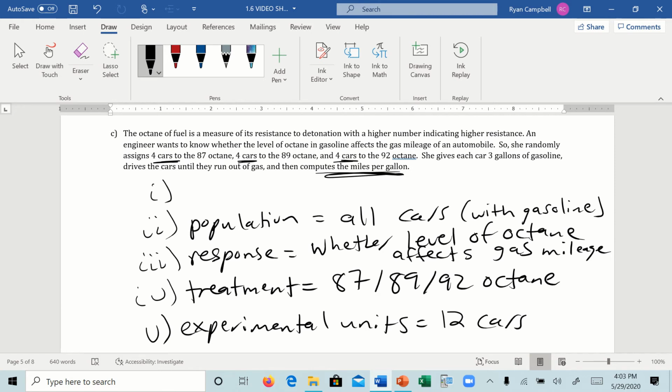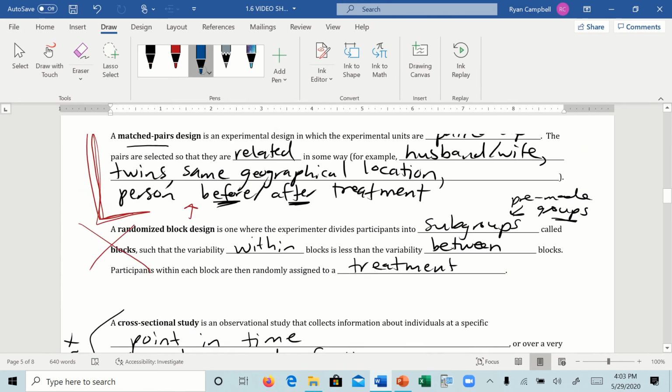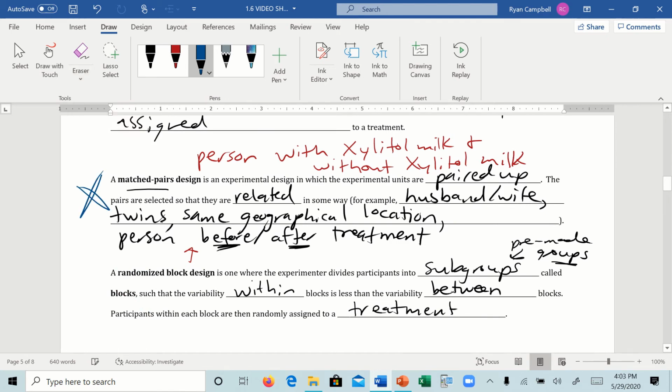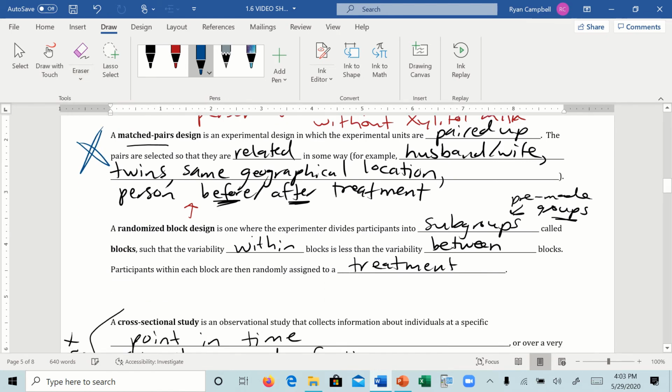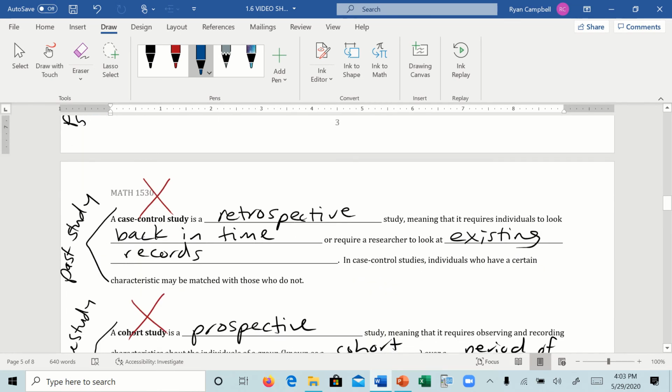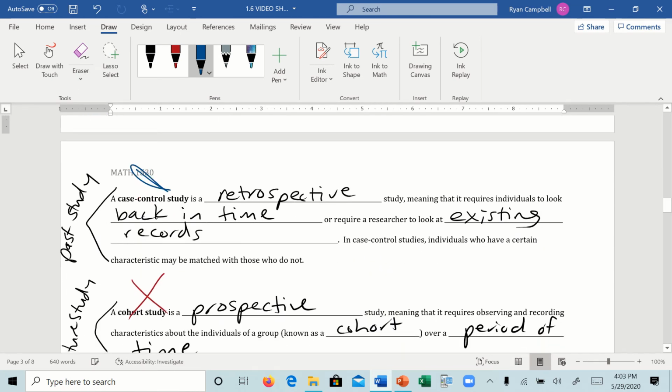All right, so last one. We got to talk about our design. What kind of design experiment is this? So let's go back through all of them. So definitely not matched pairs, right? There's more than 2 things going on here, so it's not going to be matched pairs. It's not going to be the case control study, right? Because we're not looking in the past. We're not looking in the future, so it's not the cohort.